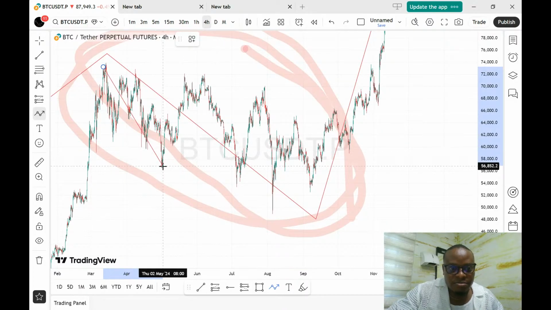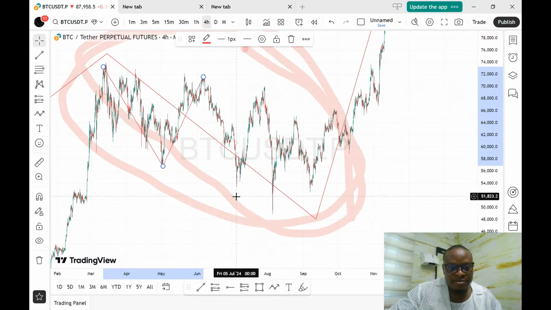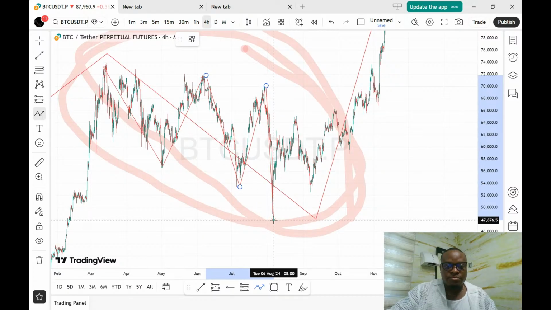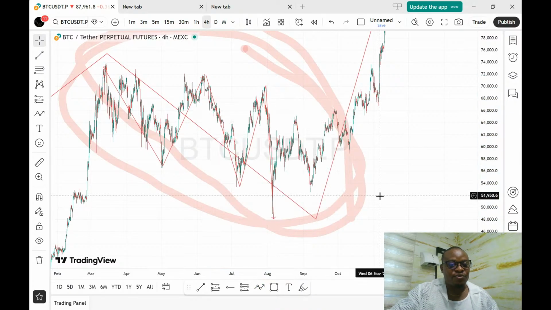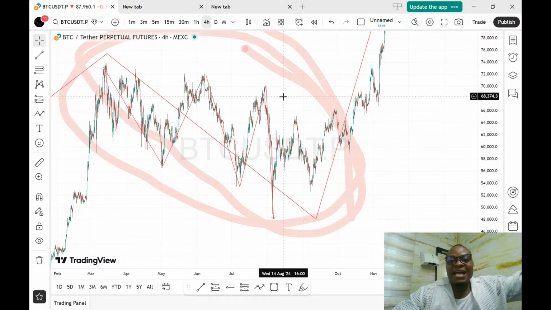Came down, lower low, lower high, lower low, lower low, lower high, lower low. So this, there's no lower high because it's a range. There's no lower high here, it's a range. The range is between the previous lower high and the current lower low. Everything in between is a range. Now for this, I just check my spread.